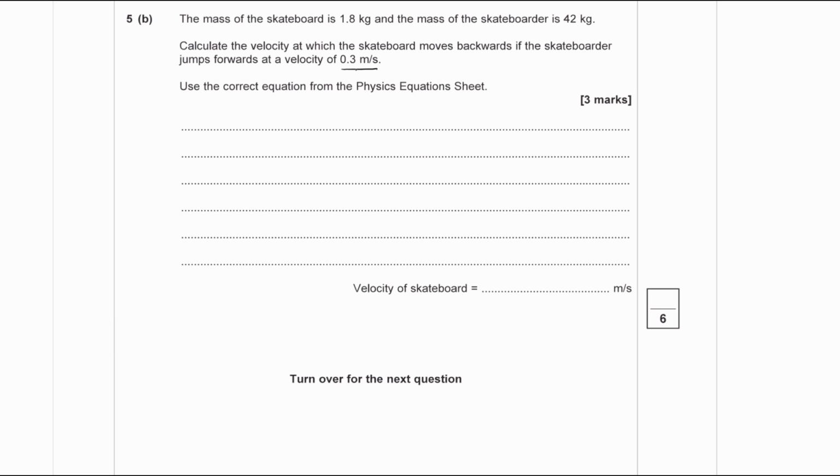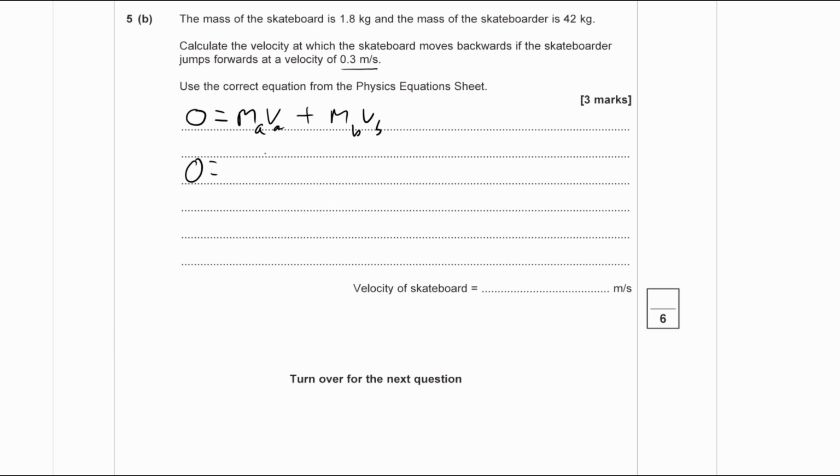Now remember that the total momentum before is the same as the total momentum after the event. The total momentum before the event was 0, and so the total momentum after the event must be 0. So what I'm going to say is that 0 is equal to the momentum of the skateboarder, let me just write A for the skateboarder and I'll write B for the skateboard, right? So MA VA, which is the mass and the velocity of the skateboarder, plus MB VB, mass of the skateboard times velocity of the skateboard. And it's this VB that we are after, which is the velocity.